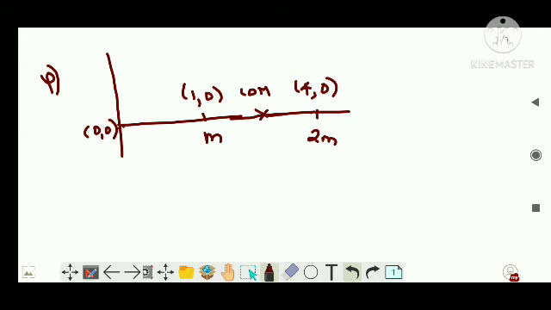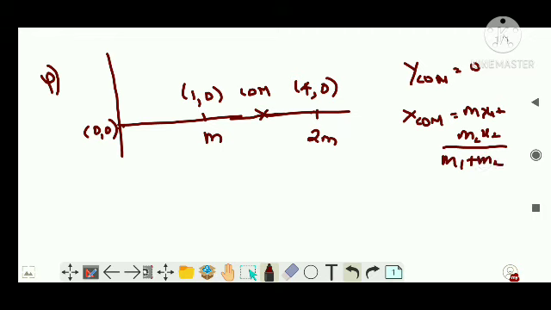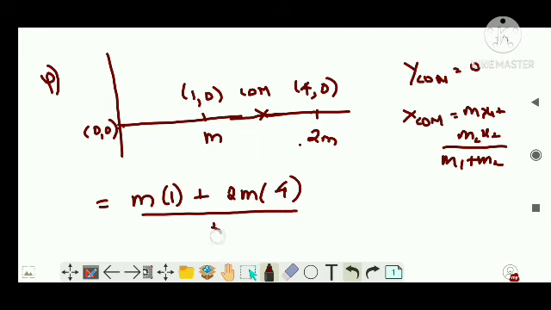So what will be the center of mass position? Is there any y coordinate? No. So ycom, the y coordinate of the center of mass, is 0. The question comes for the x coordinate, which is m1 x1 plus m2 x2 divided by m1 plus m2. Simple, just substitute. m1 is m, x1 is 1, plus m2 is 2m, x2 is 4, divided by m plus 2m, which is 3m. So m plus 8m is 9m, divided by 3m. The m's cancel, and you will get 3. So the coordinate of the center of mass is (3, 0).